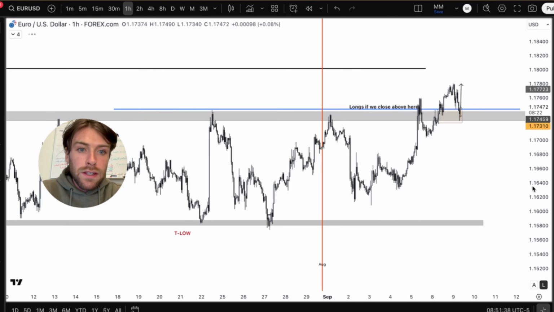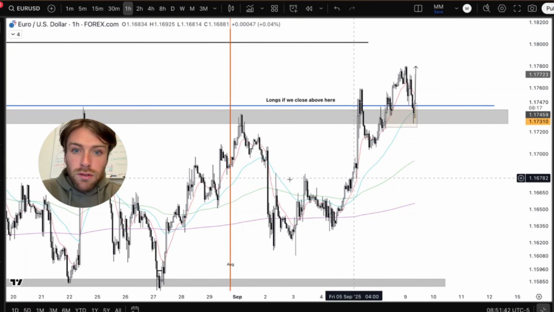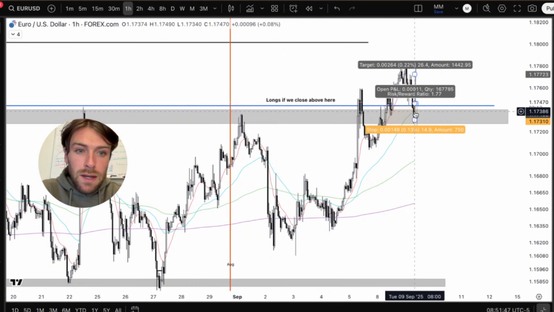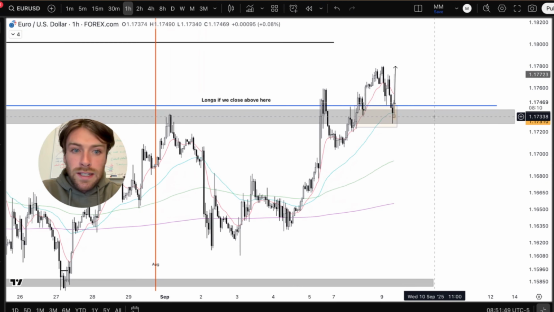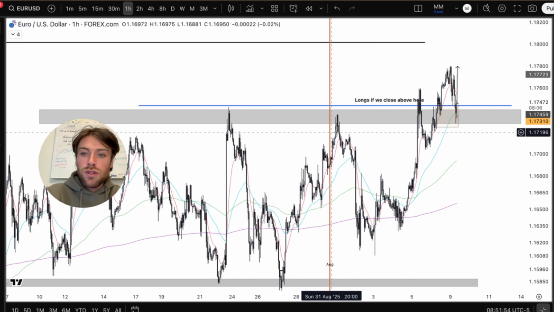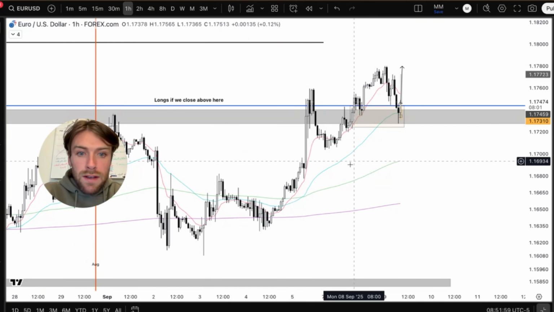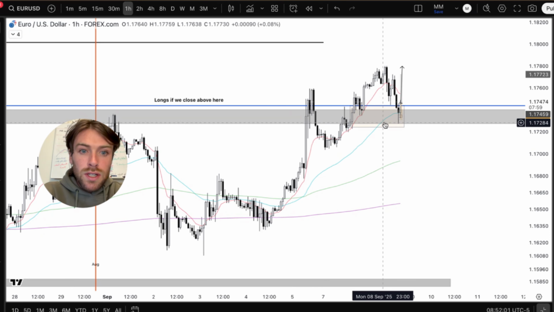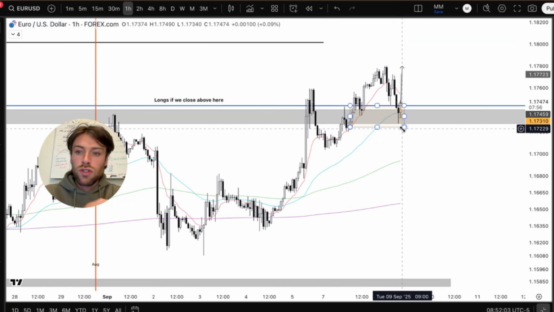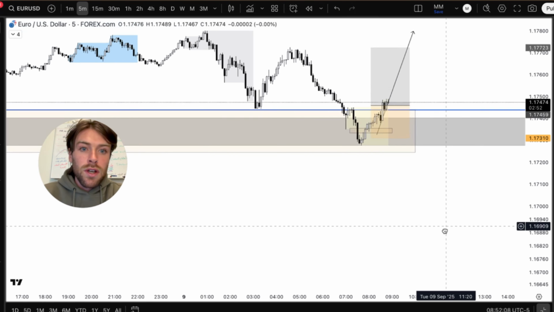Then where are we actually taking the trade? So yesterday I marked out and sent into the group longs if we close above here. So we closed above and we came back down to retest it. So we're testing this area here, this support and resistance zone, you could say. It's basically just the edge of the range. Acts as static support and resistance. And then we have the dynamic support and resistance, which is the EMA. So we've got two areas of support beneath us.